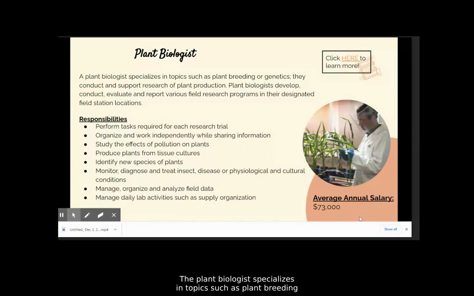The plant biologists specialize in topics such as plant breeding or genetics, where they conduct and support research of plant production. They are responsible for developing, conducting, evaluating, and reporting various field research programs in their designated field station locations.